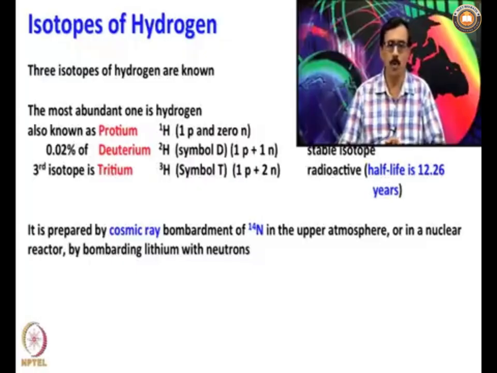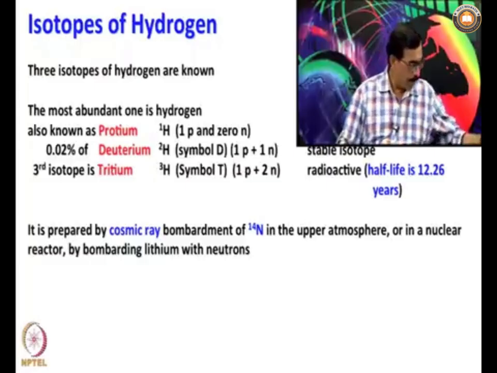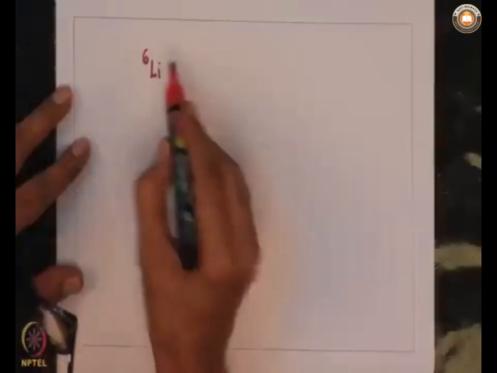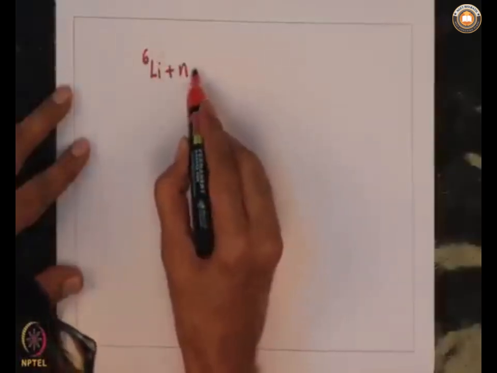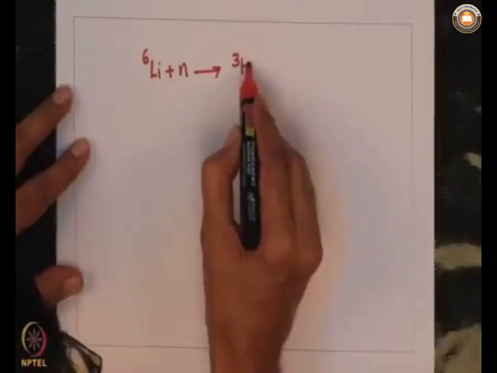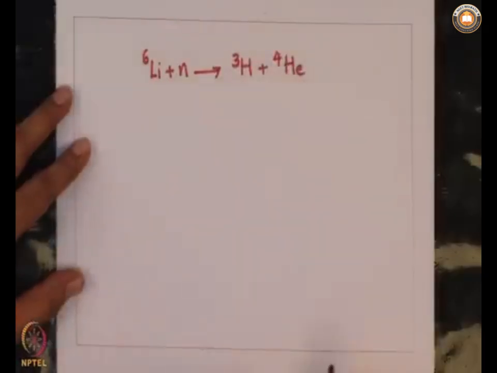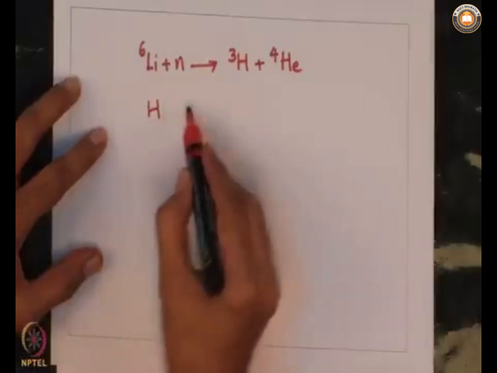It has 1 proton and 2 neutrons in its nucleus, and it is highly radioactive, with a half-life of 12.26 years. It is prepared by cosmic ray bombardment of nitrogen-14 in the upper atmosphere, or in a nuclear reaction by bombarding lithium with neutrons. For example, if you take lithium-6 and bombard it with a neutron, it gives tritium plus helium. So, we have 3 isotopes. One is hydrogen, also called protium.